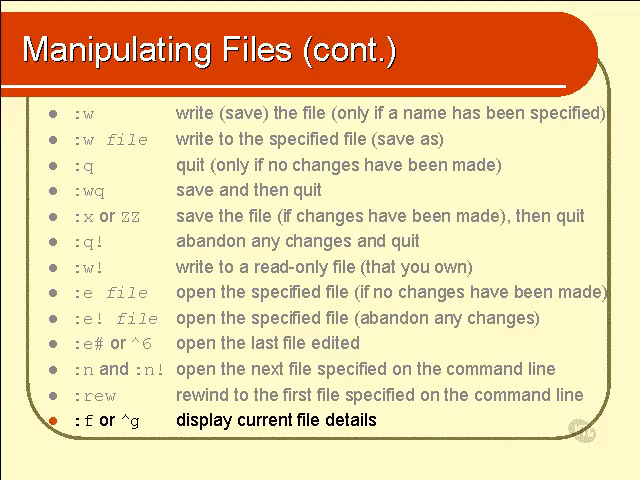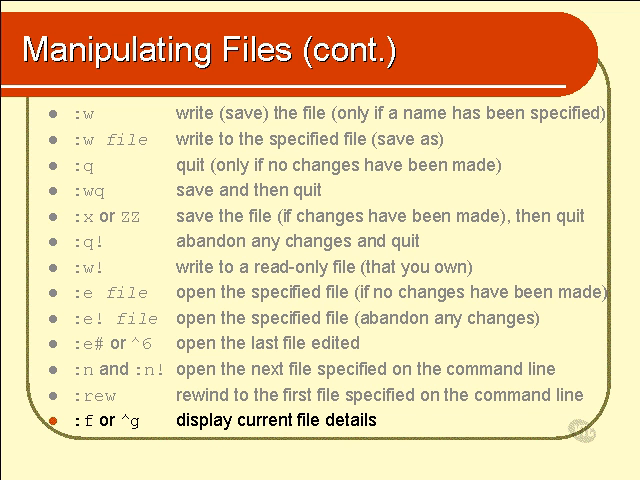Notice that on the slide in front of you, Control-G is specified with the caret symbol, which I'm using to represent a control character, and that's a very common notation used in Unix. So that caret followed by the G, you can read as Control-G. Anyway, those two key combinations display the current file details.